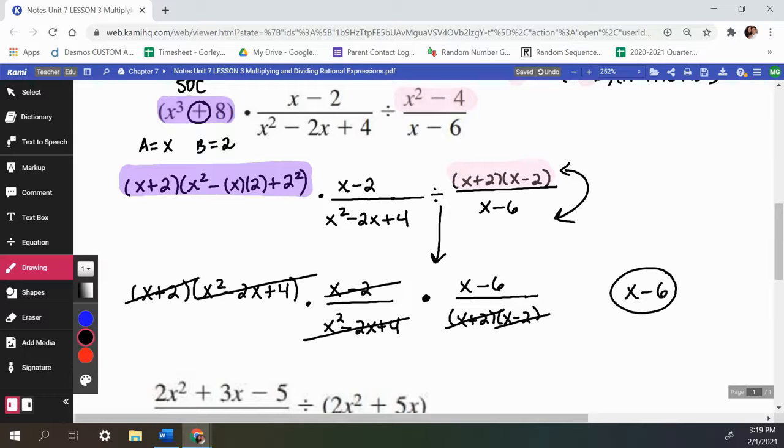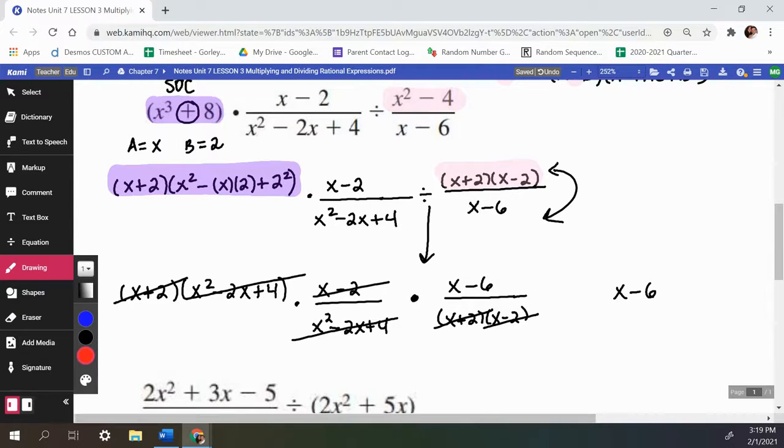Now, I'm not quite done yet. I don't want to circle it quite yet because I haven't done my domain. Let's go through everything in the denominator you have to consider. Remember, we don't want to divide by 0, so we're going to have to restrict anything that gives us 0 in the denominator. So what would make this denominator right here equal to 0? Well, let's see.